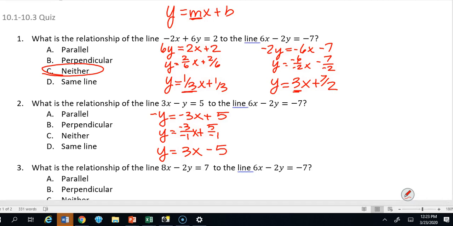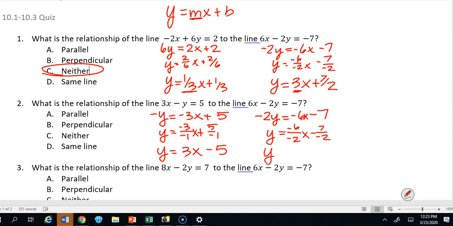Again, we're going to move the 6x to the other side by subtracting it. So we've got negative 2y is equal to negative 6x minus 7. Divide everything by our negative 2. So y is equal to negative 6x divided by negative 2, and that's our x, minus 7 divided by our negative 2 again.